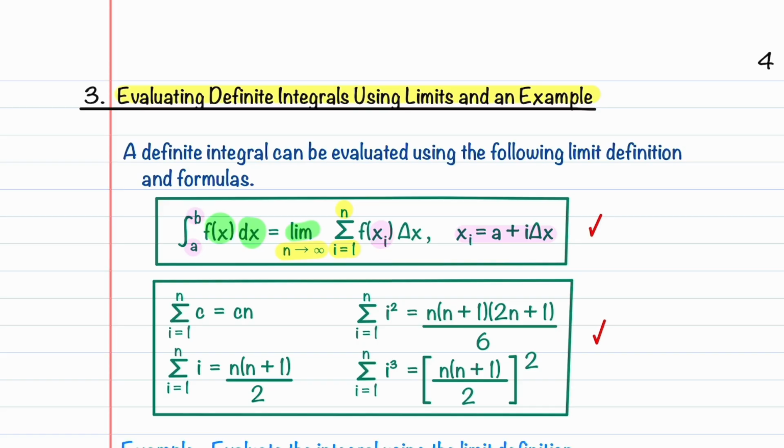The formulas that we need to use are listed in this second box. We have the sum, i goes from 1 to n of a constant, and then we have the sum of i, and then i squared, and i cubed. And we'll use these in just a minute.